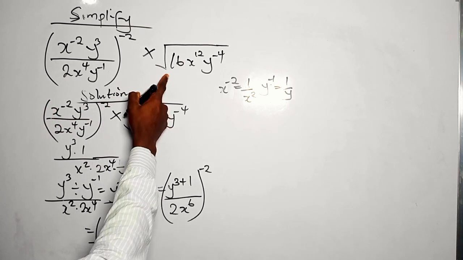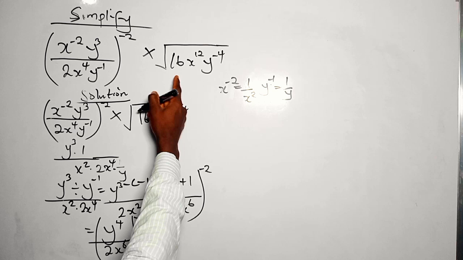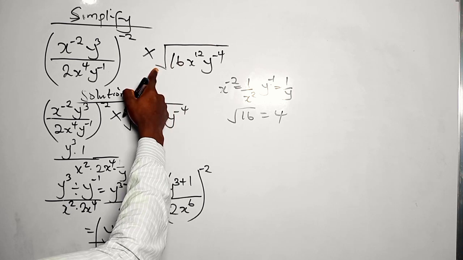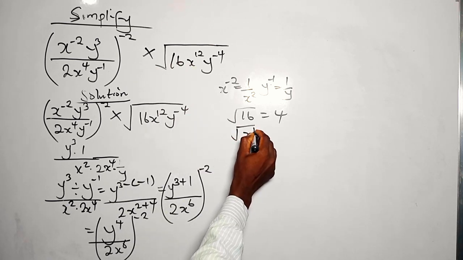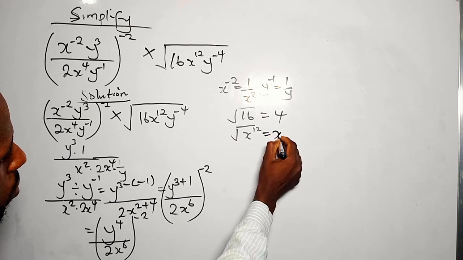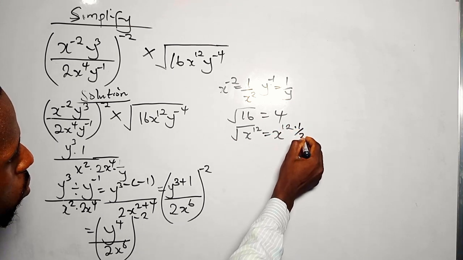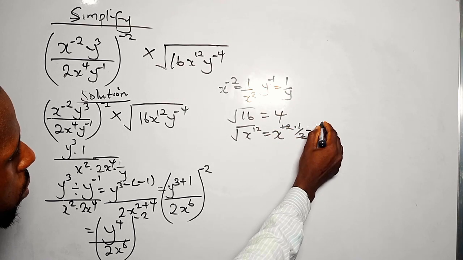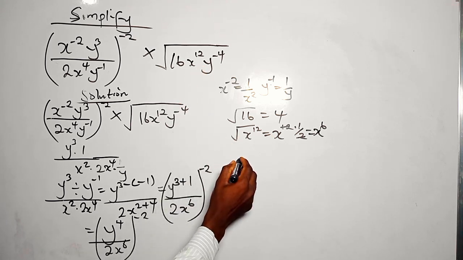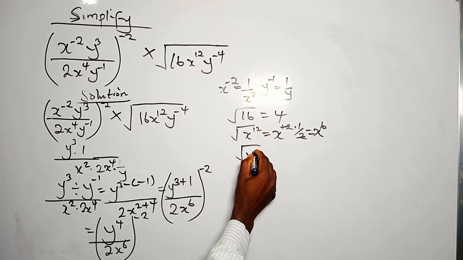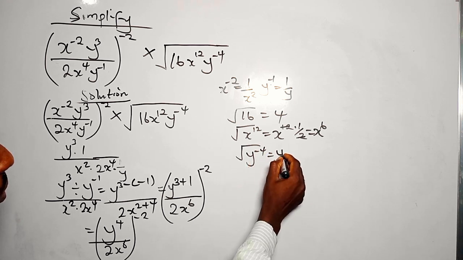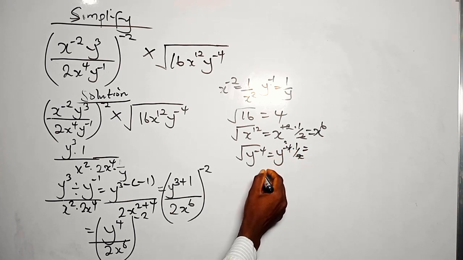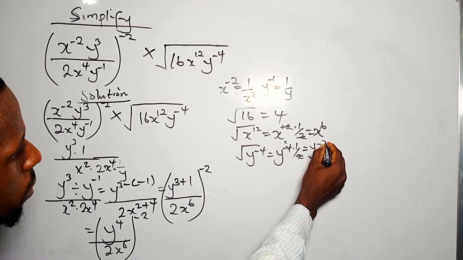So we have simplified this side of the expression. Let us come to the other side, the square root of 16x^12 y^-4. We split this: the square root of 16 is 4. For x^12, times 1 over 2 for the radical, we have x^6. For the square root of y^-4, we write y^-4 times 1 over 2, which simplifies to y^-2.